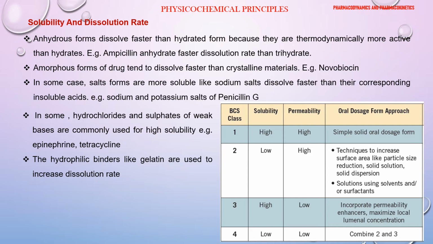Various strategies are used to increase the solubility of the drug. In some cases, the drug solubility is increased when it is bound to certain hydrophilic binders like gelatin. Certain drugs are more soluble in their salt forms, like sodium and potassium salts of penicillin G are more soluble than penicillin G as such. In some cases, the hydrochloride or sulfates of weak bases are used. Example, in case of tetracycline.